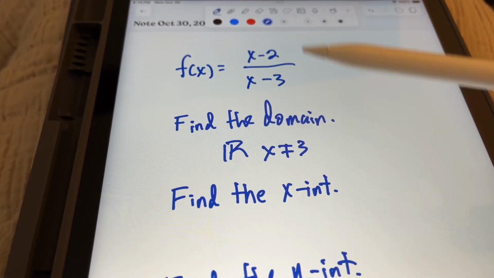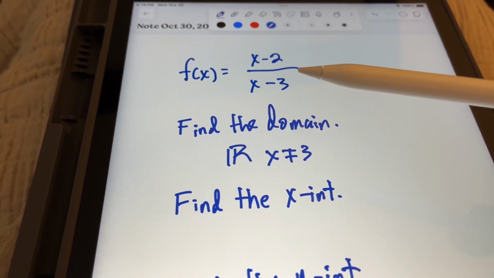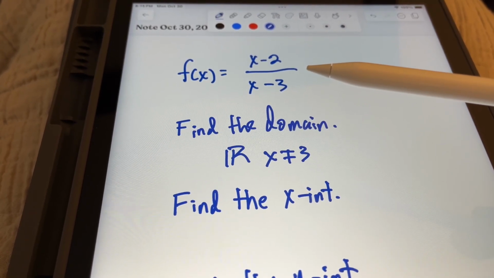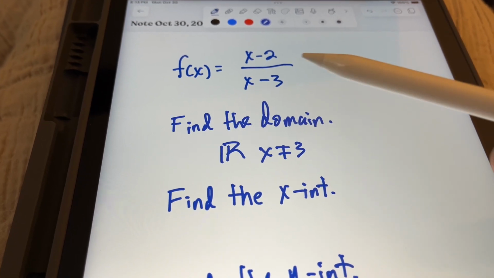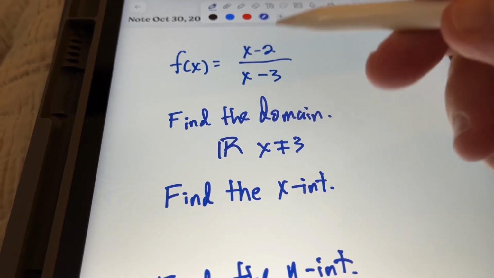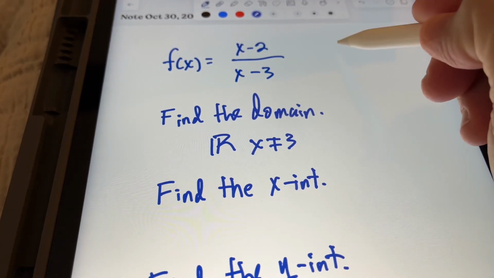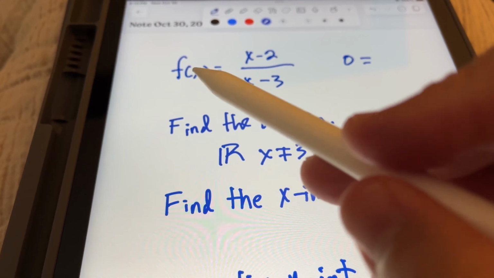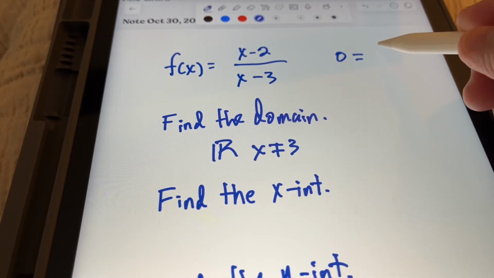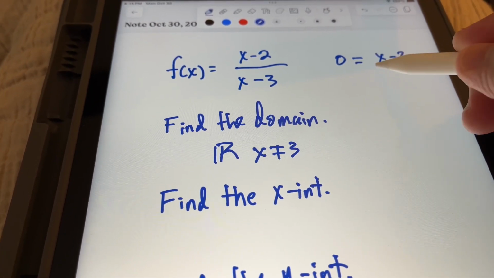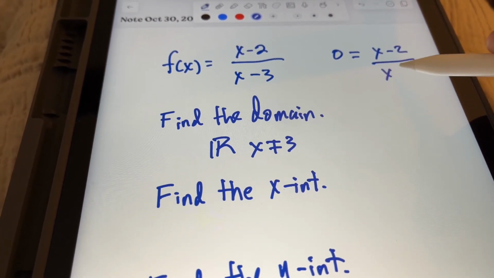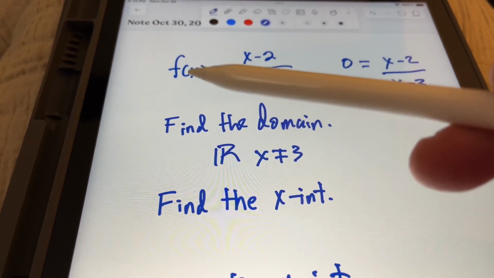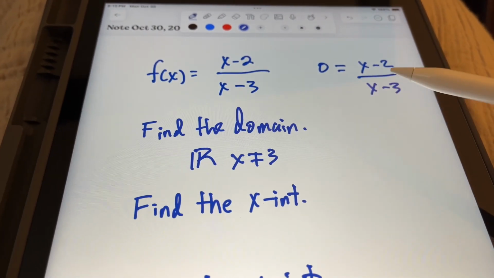Next question is, what's the x-intercept on this? Well, the x-intercept is what you get whenever y is 0. So if I take that problem up here, and f of x is equivalent to y, so I'm putting 0 in y's place here, in f of x's place. And what I want to do is solve this problem. So to find the x-intercept, you put 0 in y's place and solve the problem.